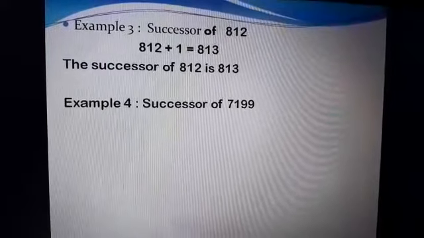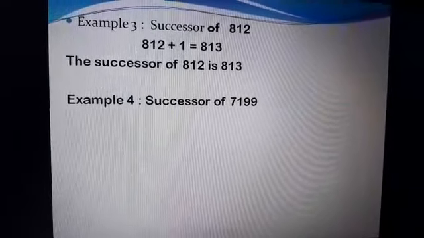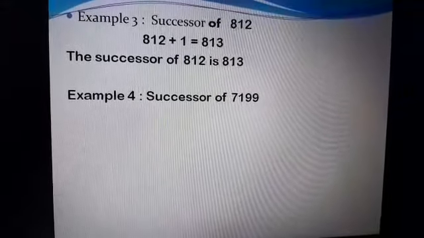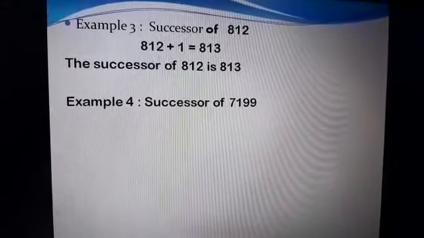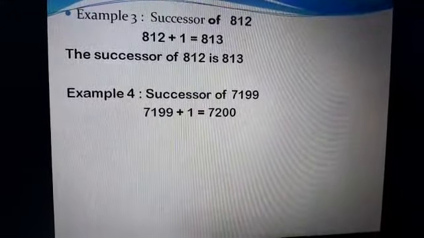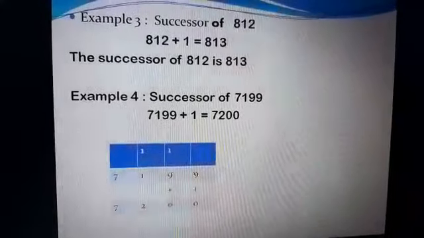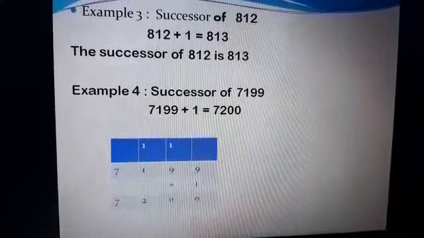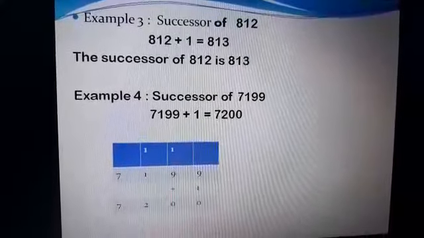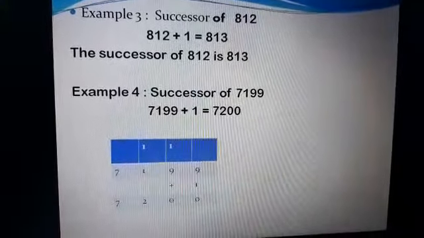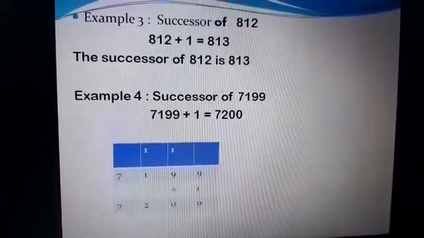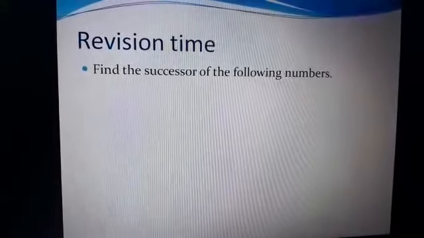What about this 4-digit number? You can see this 4-digit number in example 4, where we have to find the successor of 7199. What we have to do? Just add 1 to it. Answer is 7200. That means when we add 1 to any number, we are going to get its successor. Or we can say any number which comes immediately after that particular number is called the successor.